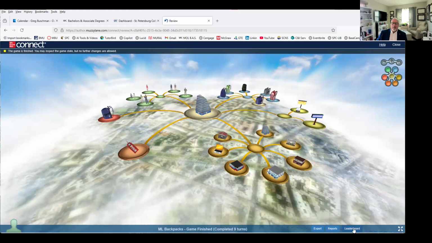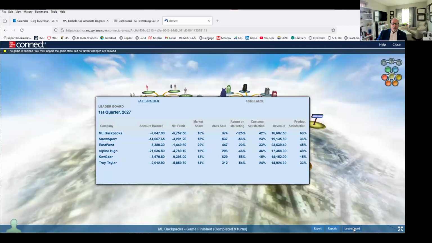So there are a couple of types of reports. One is the leaderboard. So the leaderboard, once you take a turn, each turn is considered a quarter. And so this will kind of give a overview of how well each particular team might be doing in different areas. And you don't want your account balance to be negative. That is not a good thing.